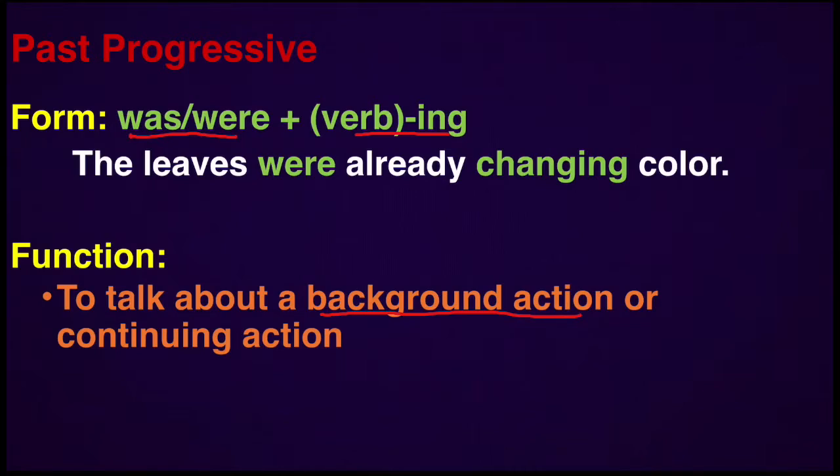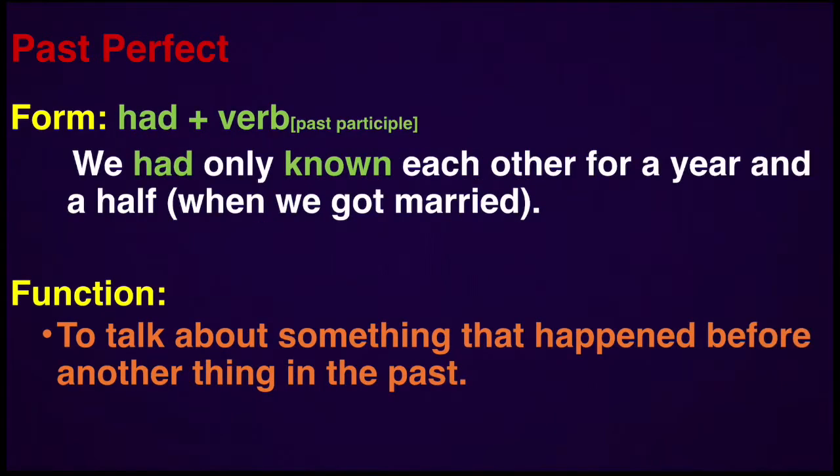So for here in this sentence, the leaves were already changing color. We could add when we had our wedding. And in this, we would just use a past simple verb. Sometimes we can use two past progressives together when we're talking about two actions that happened at the same time in the past. The next verb form is the past perfect.